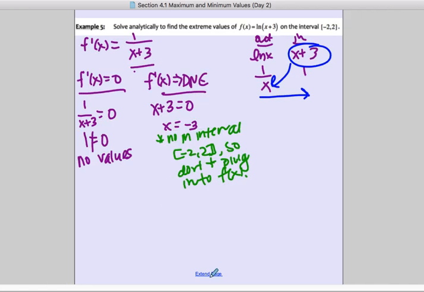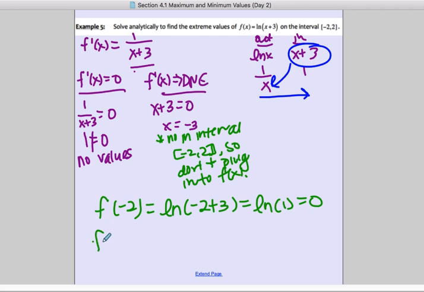So we're going to do, let's see, f of -2. So we have ln, it's -2 plus 3. -2 plus 3 is 1. ln of 1 is 0. If you type it into your calculator, you'll see that. f of 2 equals ln of 2 plus 3, which is ln of 5. And if you type that in, it's not going to be a nice answer. I'm just going to write it down. But it is approximately 1.609.